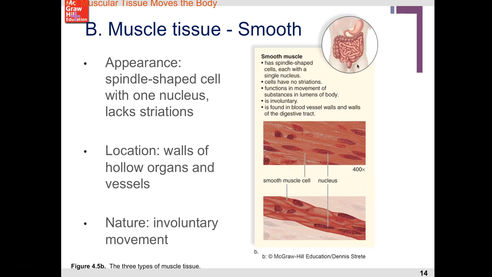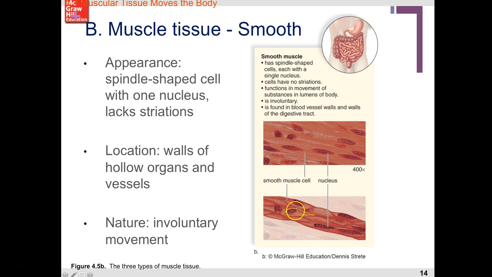Next, we have smooth muscle, and these muscle cells are really interesting because they have a spindle shape to them, which means that they are kind of fat in the middle. So we could see a good one here. They're fat in the middle, but they kind of taper out at the ends, just like that. So that's one smooth muscle cell.